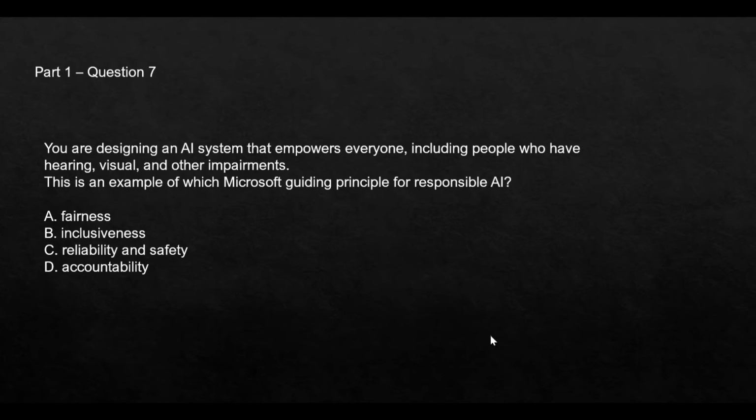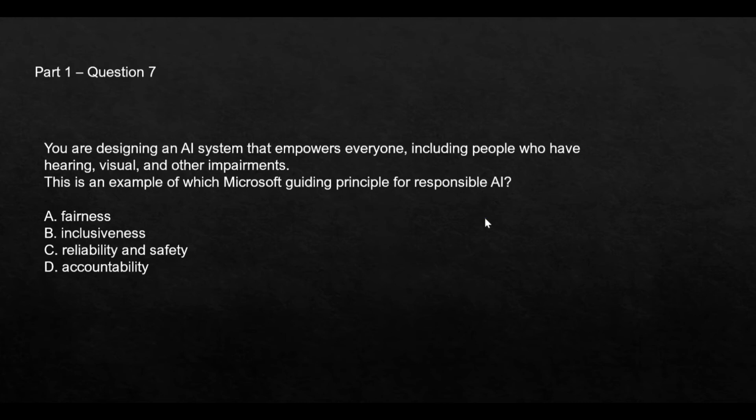So this question is asking about designing an AI system where you have to empower everyone. What it means is, even people who have visual, hearing, or other impairments should still be able to use your application. So this is an example of which Microsoft guiding principle for responsible AI. Now, responsible AI is a very good concept.